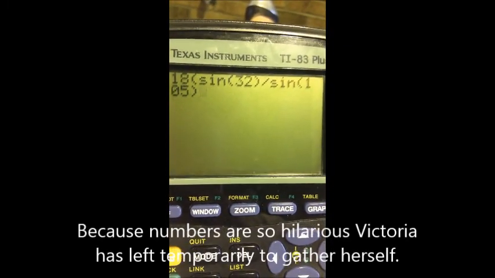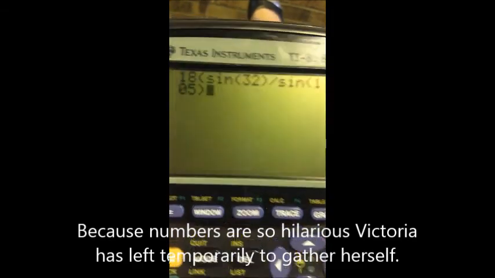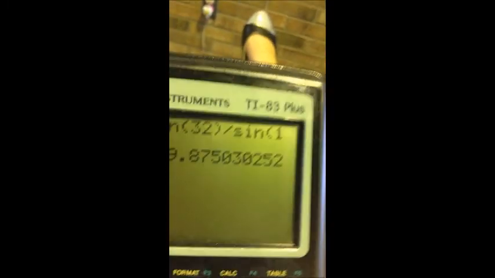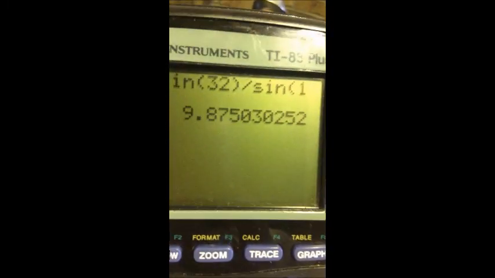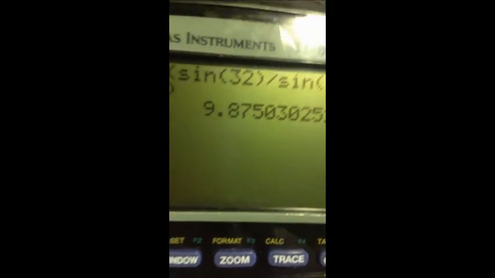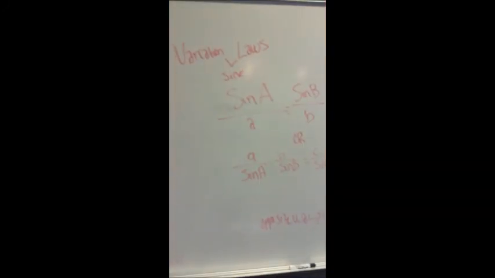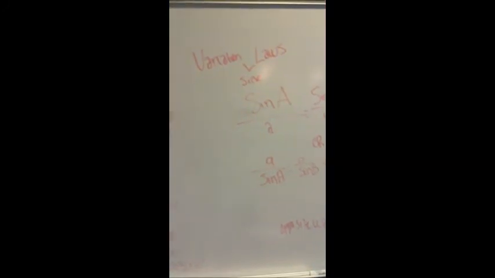If you were to type it in the calculator, this is exactly what it would look like. And when we hit enter, here is the answer we come up with. Sorry, you guys. 9.875. And that would be x equals 9.875, meaning it would be the measurement for the side opposite the angle 32.